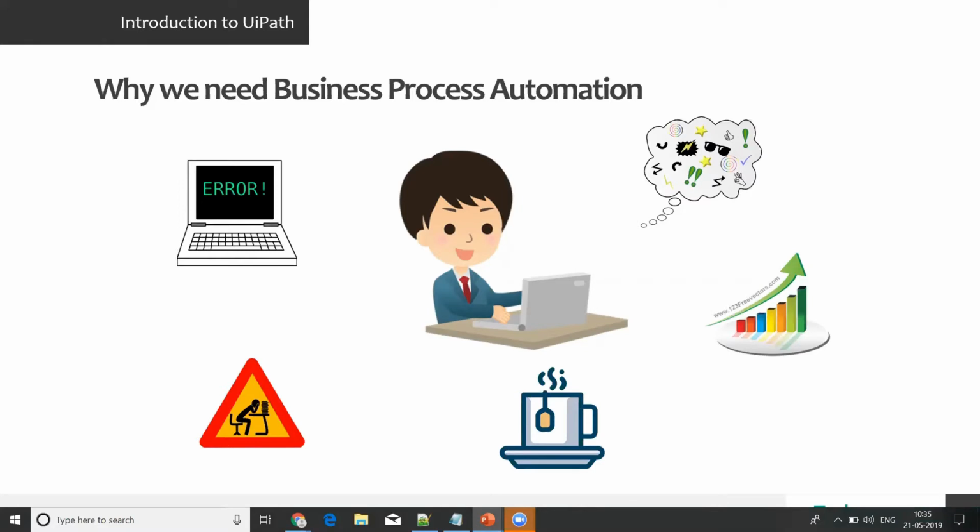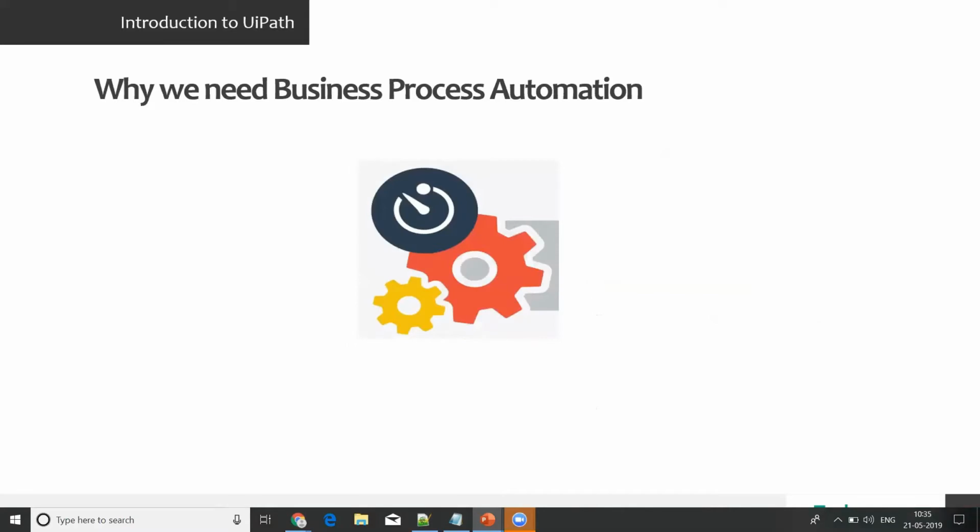Humans cannot work 24/7. They need some breaks in between. If we automate the manual tasks, our workforce can think creatively and come up with good business ideas to add value to business. By all this, we can increase the overall efficiency in business. So, we now understand that automation is the key here.